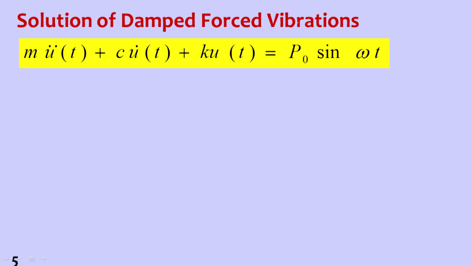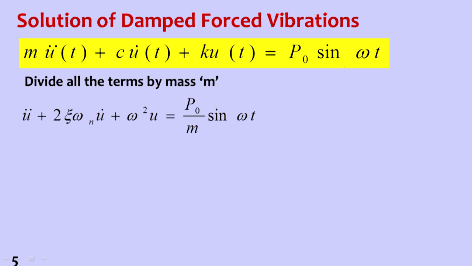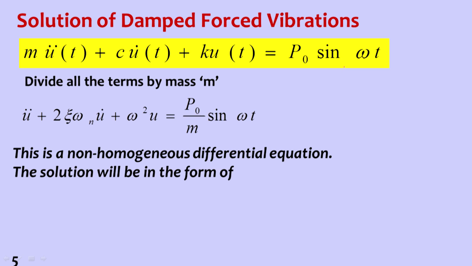This equation of motion consists of two parts. The equation of motion has a non-zero term on the right hand side. Since it has a non-zero term, we call it a non-homogeneous differential equation. This is a linear differential equation with constant coefficients, of the non-homogeneous type.